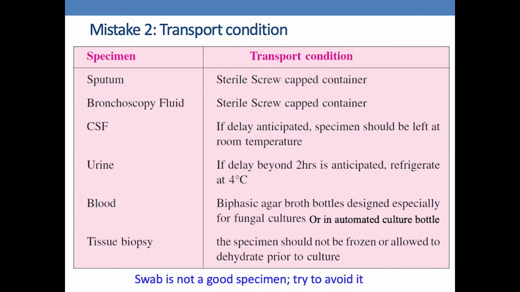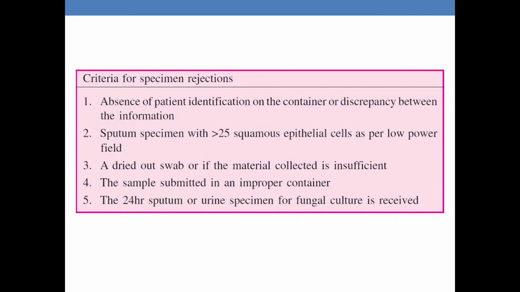That is very important in case of this. Criteria for specimen rejection: absence of patient identification. If it is not there, you don't accept that sample. Sputum specimen, if there are more than 25 squamous epithelial cells per low power field, just reject that sample. A dried out swab is also not helpful, it should be rejected.